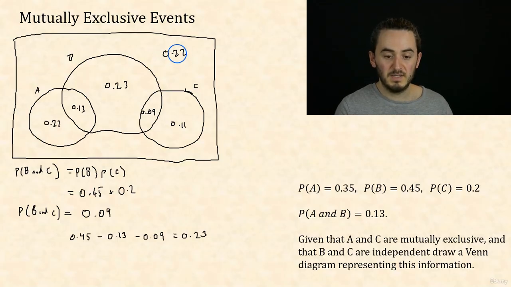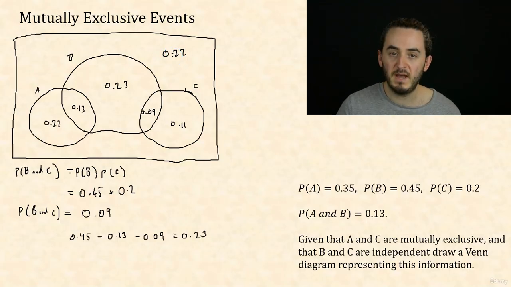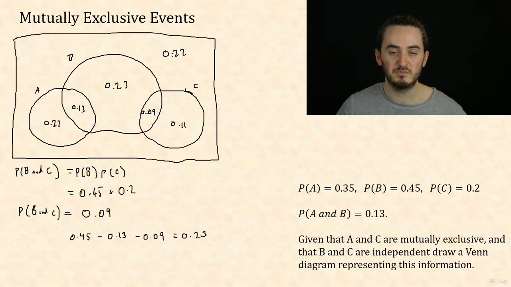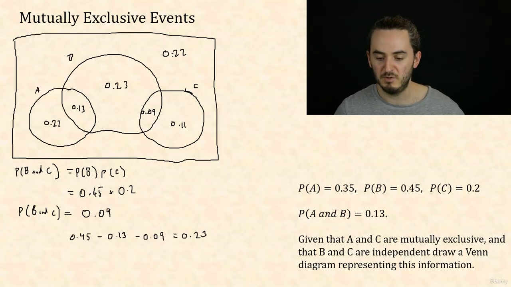All right, so there's the completed Venn diagram now. From that, there could be all sorts of questions working out different probabilities or determining whether A and B, for example, are independent. There's lots of things we could ask from this point. But I hope that was useful to see a question where we used both independence and mutually exclusive events in order to complete our Venn diagram.